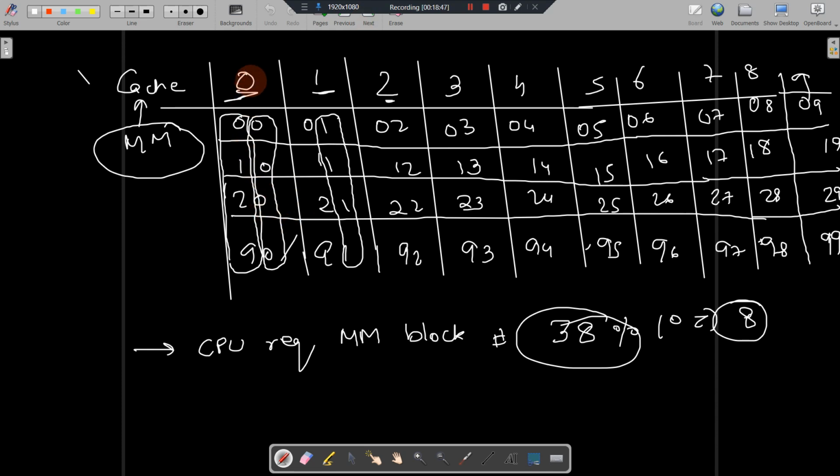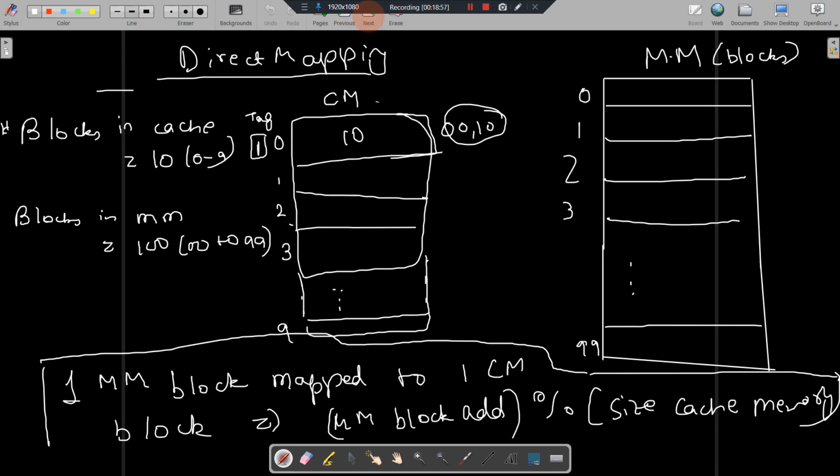As we know, in all the blocks which are mapped to cache memory line number 0, their MSB bits are different. So it can be uniquely identified.